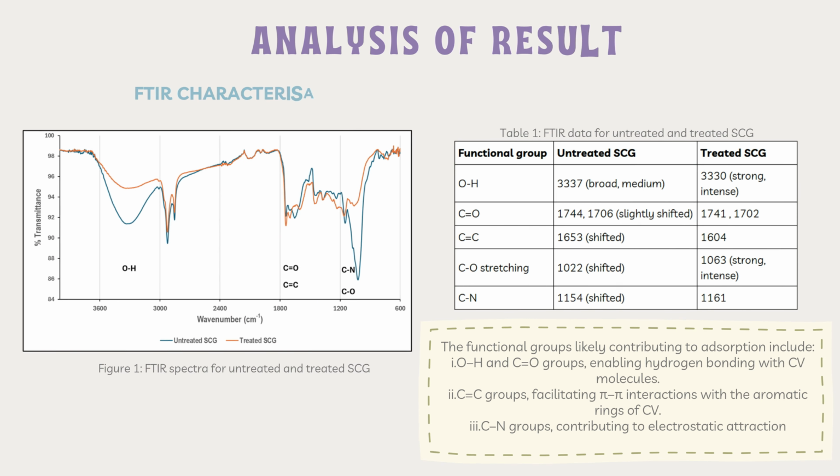Next, we proceed to the results obtained. Our FTIR spectra confirmed that both untreated and treated coffee grounds had the functional groups we were looking for. These functional groups play a role in binding crystal violet, which explains why coffee grounds are so effective as a biosorbent. Thermal treatment made some peaks more intense, suggesting stronger functional groups. But, as we'll see later, that didn't necessarily mean better performance.